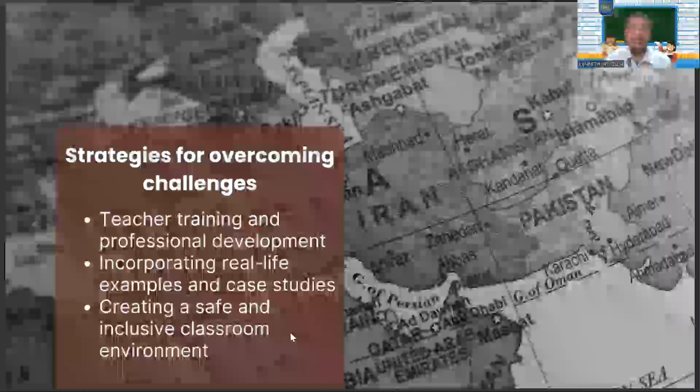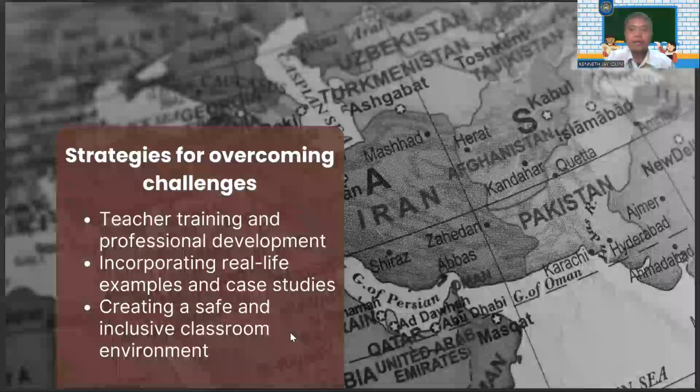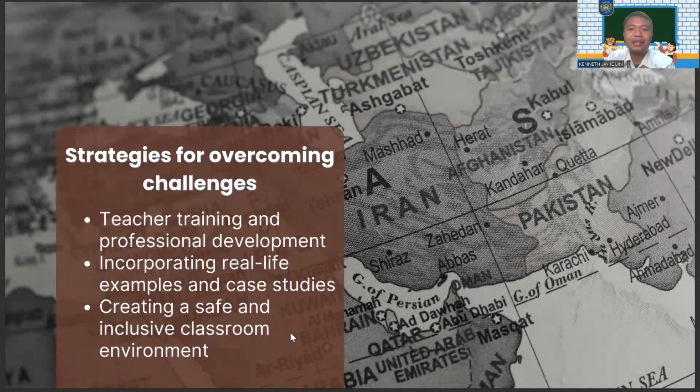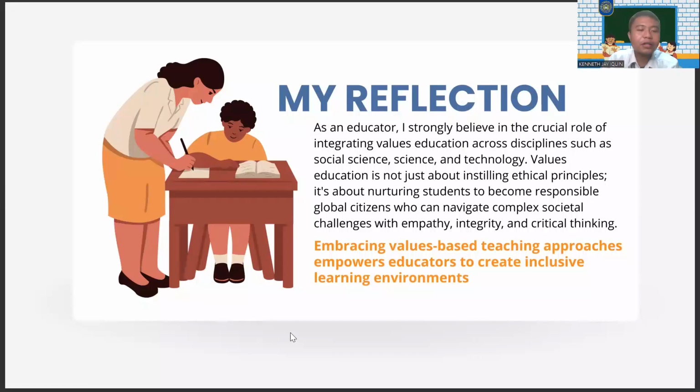As we can see, values education involves different facets. It involves positive and negative outcomes if this is not being integrated properly in the classroom setup. So for my reflection, as an educator, I strongly believe in the crucial role of integrating values education across disciplines such as social science, science and technology, and physical science, and other disciplines of education. Values education is not just about instilling ethical principles. It's about nurturing students to become responsible global citizens who can navigate complex societal challenges with empathy, integrity, and critical thinking.